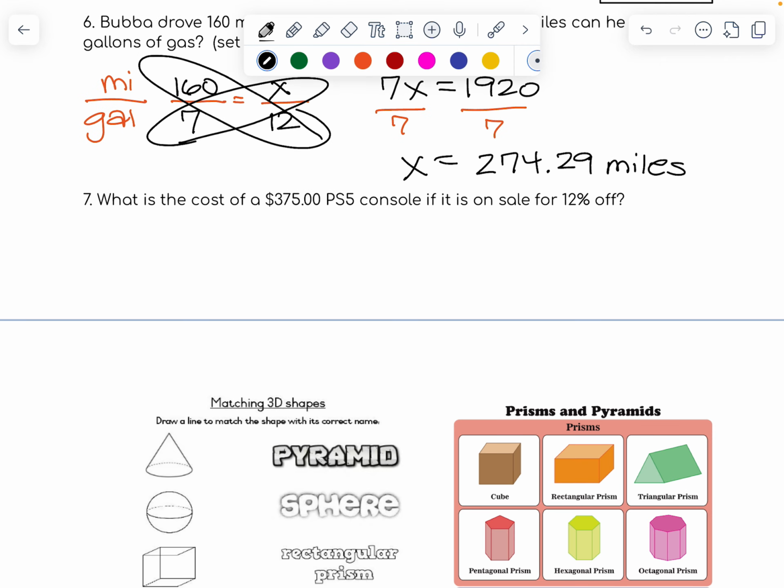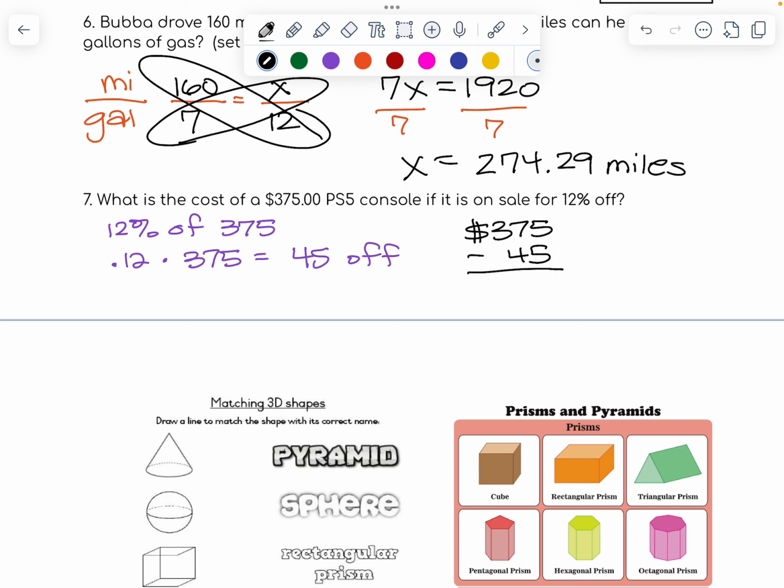All right, let's look at number 7. What's the cost of a PS5? Love my PS5. If it's on sale for 12% off, let's do it. I need to find 12% of 375. All right, so I just go 0.12 times 375. 0.12 times 375 equals 45. That's how much we're taking off the price. So we're not done. That's not our answer. We're going to take 375 and subtract $45. The new price would be $330.